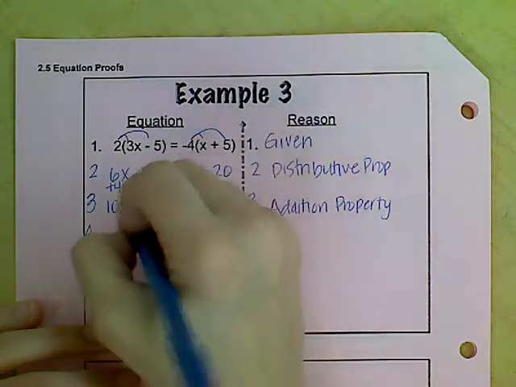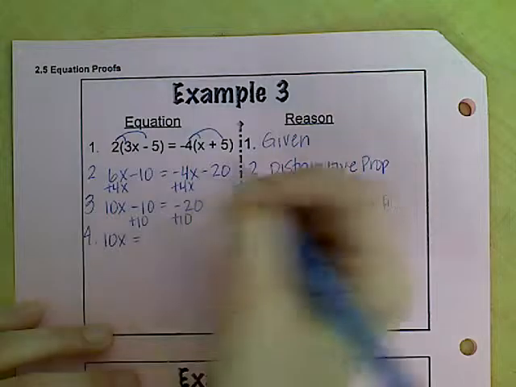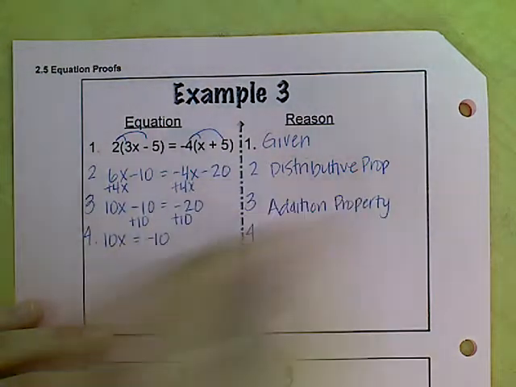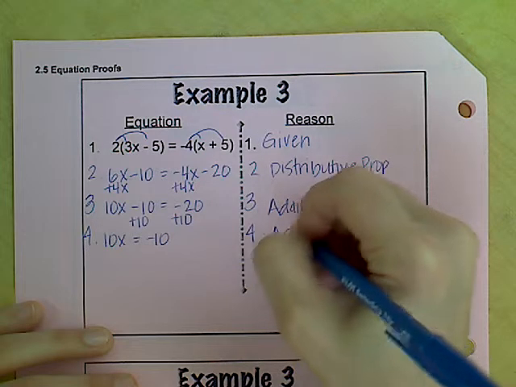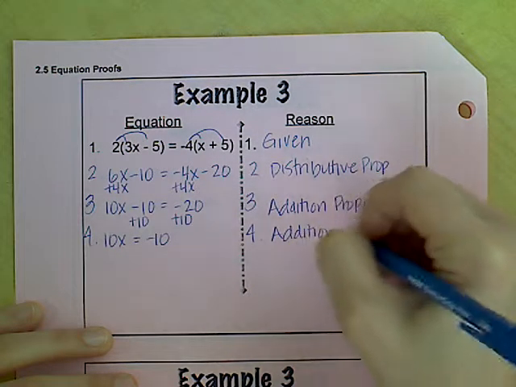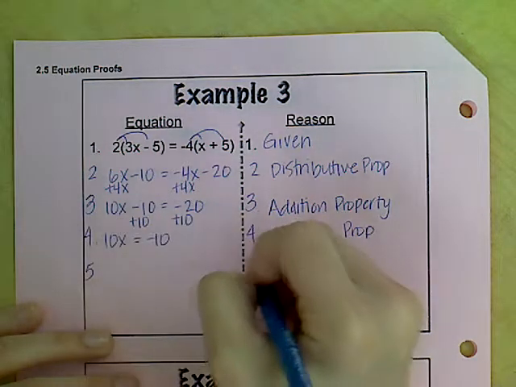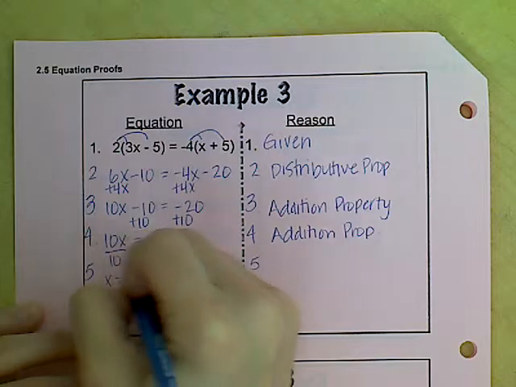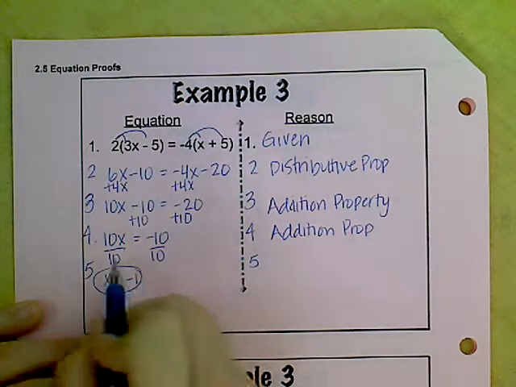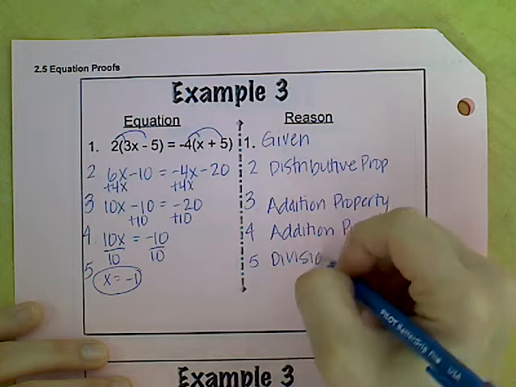Then I would add 10 to both sides and get 10x equals negative 10. And that is also the addition property. And lastly, I would divide both sides by 10 and get that x is negative 1. I divided both sides by a number, so that's the division property.